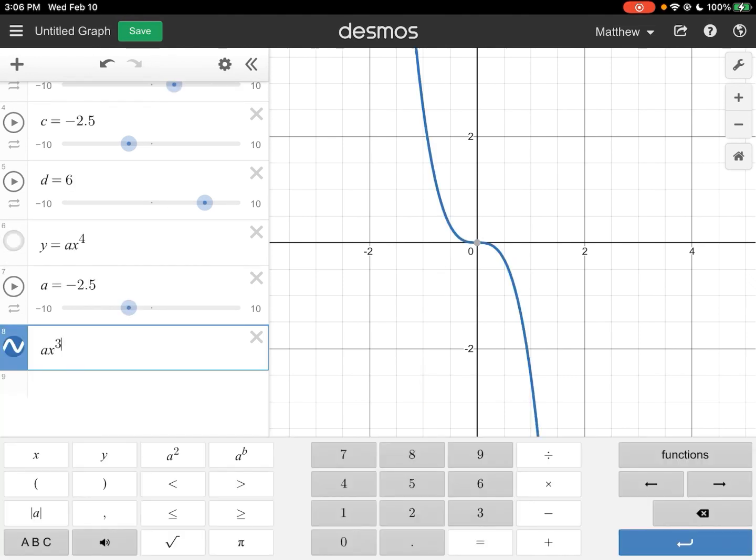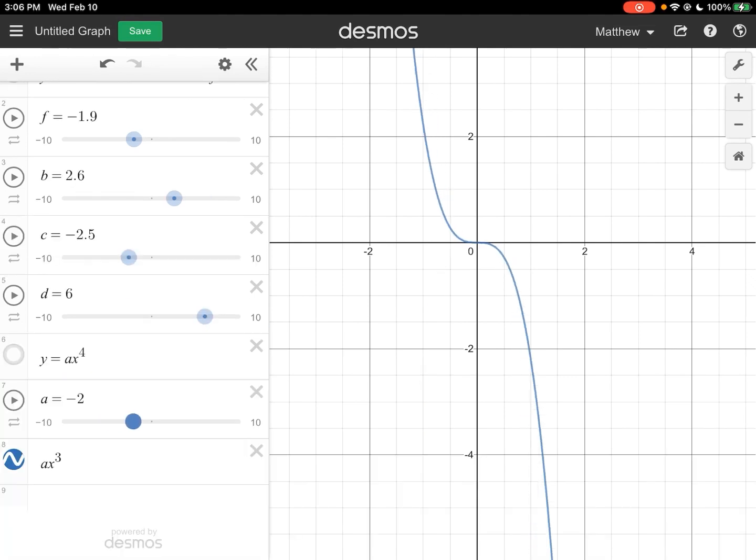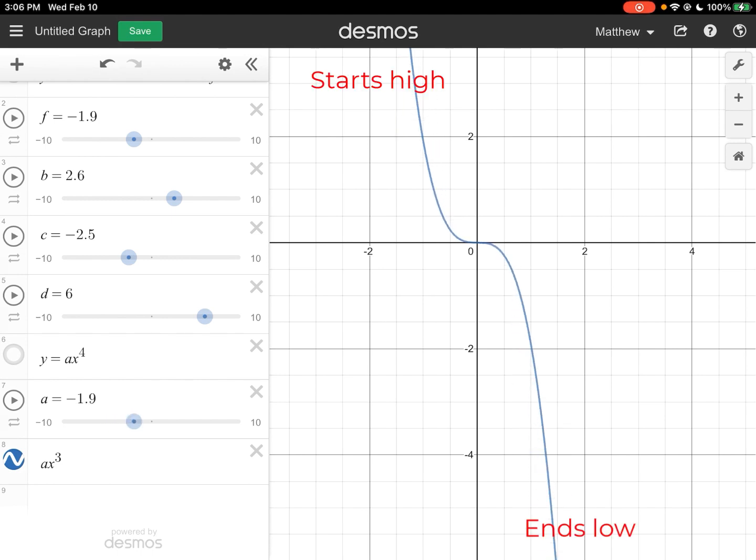But now what happens when you have an odd degree? A negative leading coefficient, like is what we have now. Left end is up, right end is down. And I say it starts high and it ends low. When you draw it left to right, starts high, ends low.